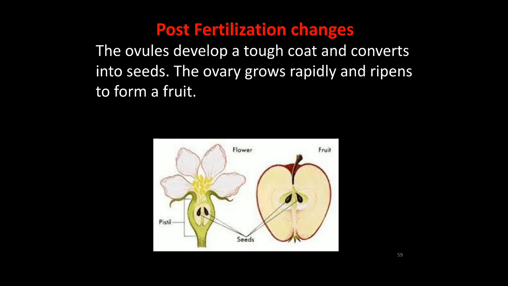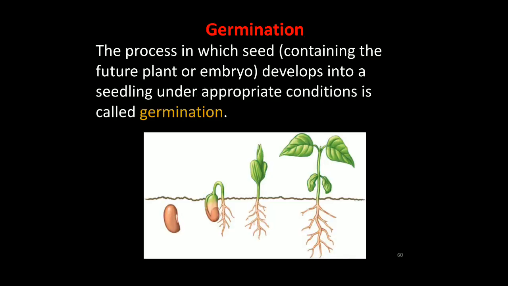The ovary grows rapidly and ripens to form fruit. Ovary becomes fruit. Inside that ovary there are small granules called ovules, and they become seeds. This is germination. The process in which a seed develops into a seedling under appropriate conditions is called germination.